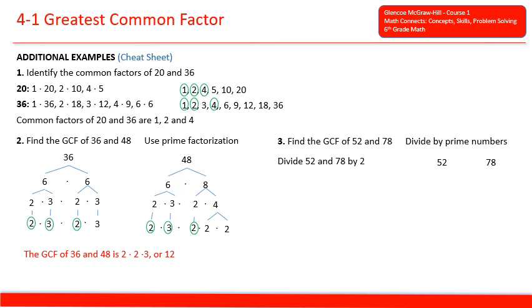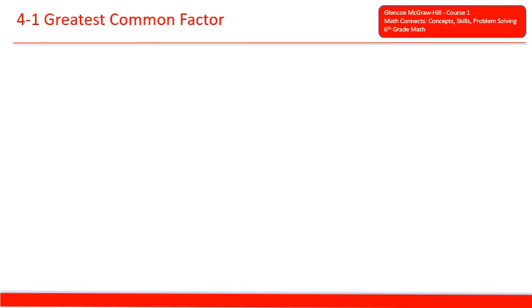And if we find the greatest common factor of 52 and 78, we'll divide by prime numbers. So they're both even. We can divide those by 2. 52 divided by 2 is 26. 78 divided by 2 is 39. And if we divide each quotient by 13, 26 divided by 13 is 2. 39 divided by 13 is 3. So the GCF of 52 and 78 is 2 times 13, or 26.